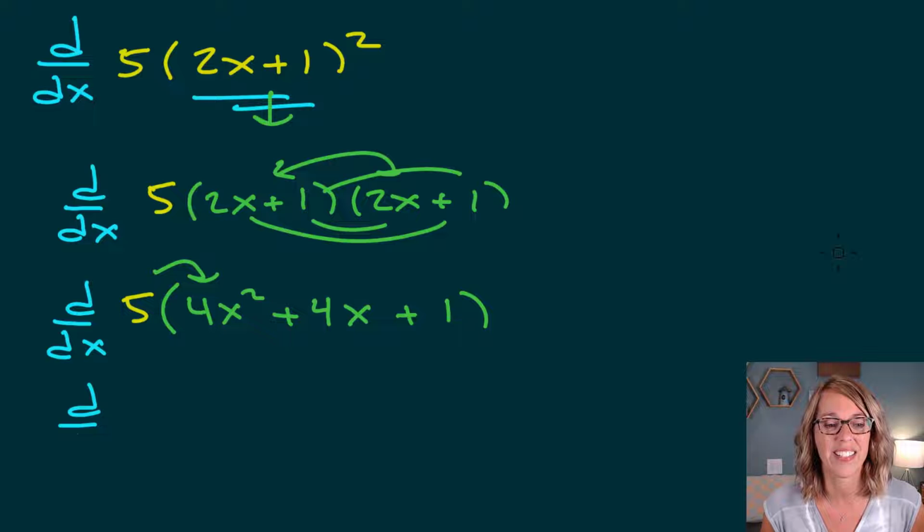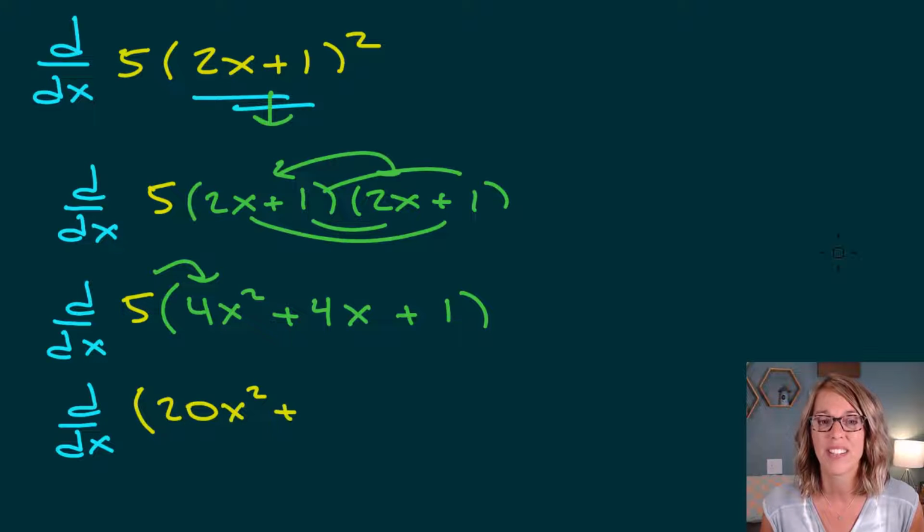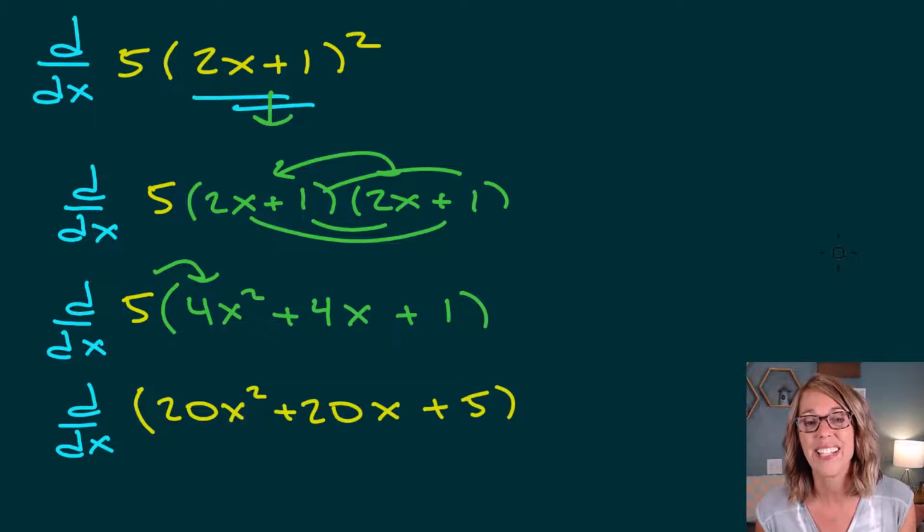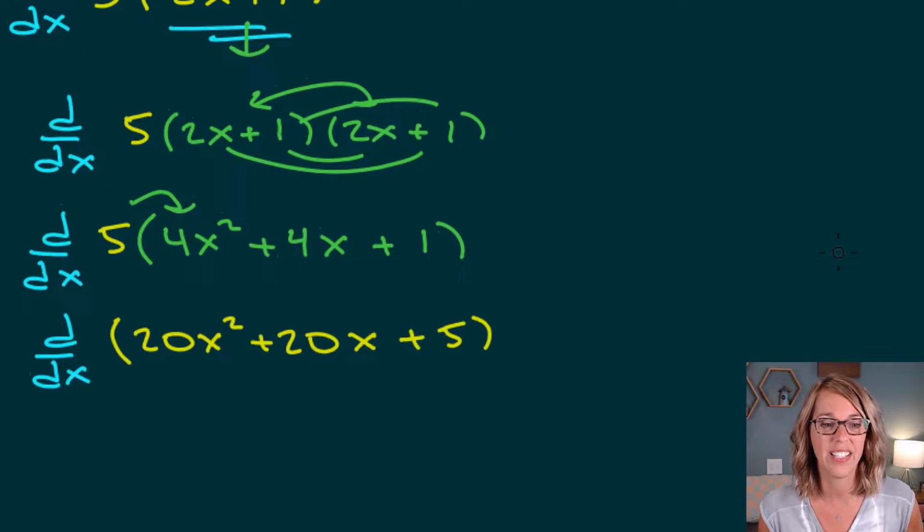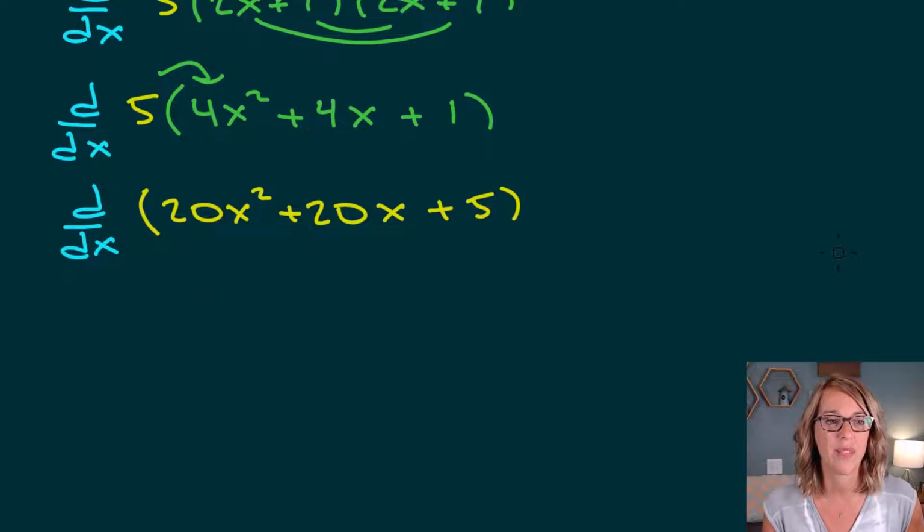So now I've got still the derivative out in front. I'm going to bring that 5 through, and I get 5 times 4, so that's going to be 20x squared, plus another 5 times 4, that's 20x. 5 times 1 is 5. I'm finally ready to apply that derivative. Let's give ourselves just a little more room here, and we're ready to finish this one off.